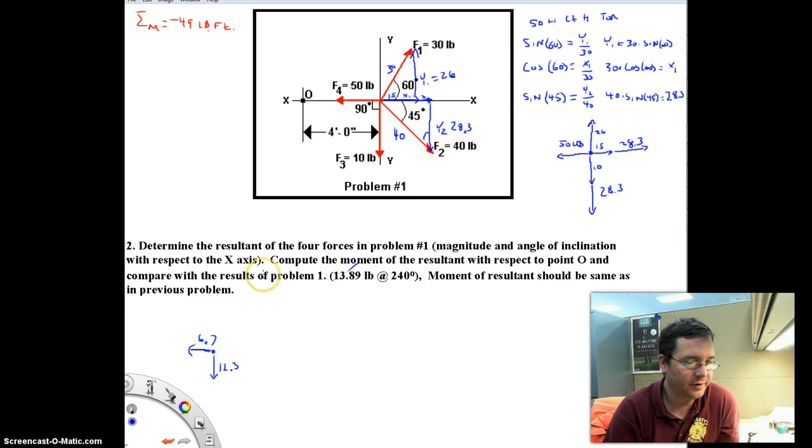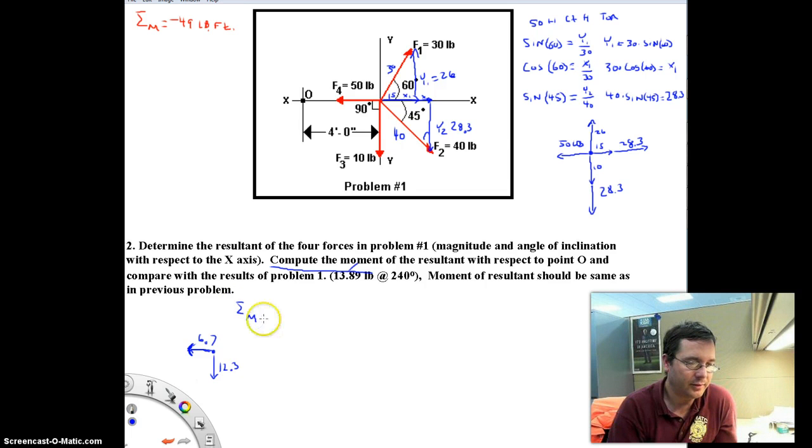So the first part of the question talks about computing the moment. Well, if you think about these two vectors, the vector that's acting straight left is axial to the pivot point. That is to say, it's directly aligned with the pivot point. So it doesn't contribute to the moment at all. So it's irrelevant. We need not consider it. Which means that all we need to consider are the vertical components.